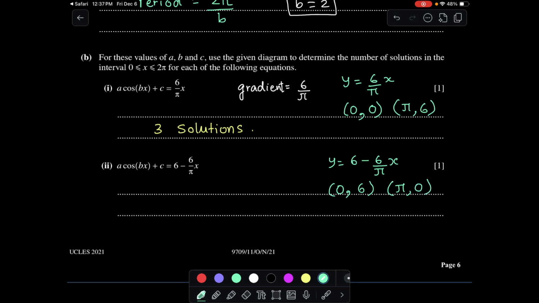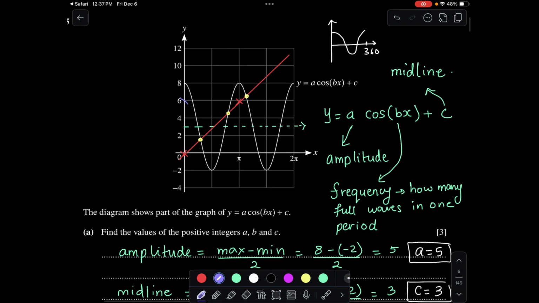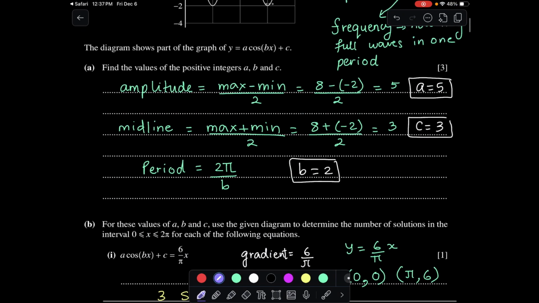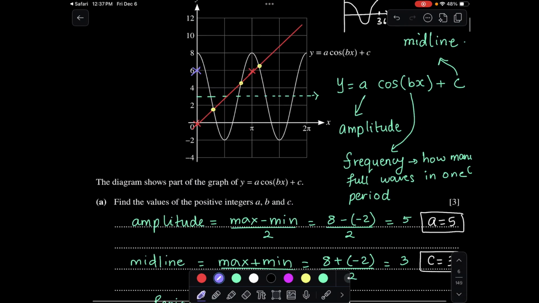So let's plot these 2 points. Let's choose a different color. So we have (0, 6) and (pi, 0). When x is 0, y is 6, and when x is pi, y is 0. And draw a straight line passing through them.